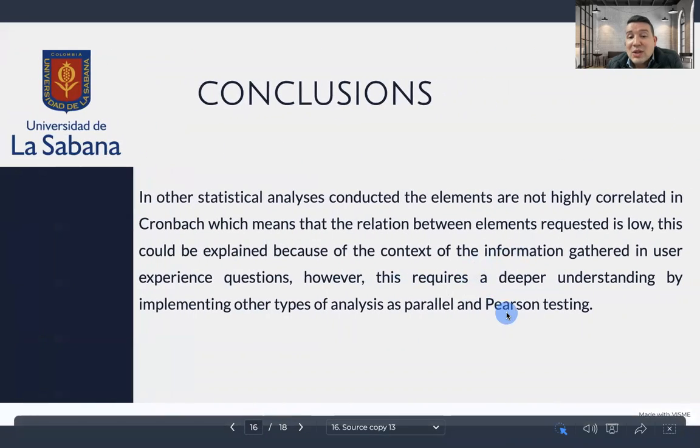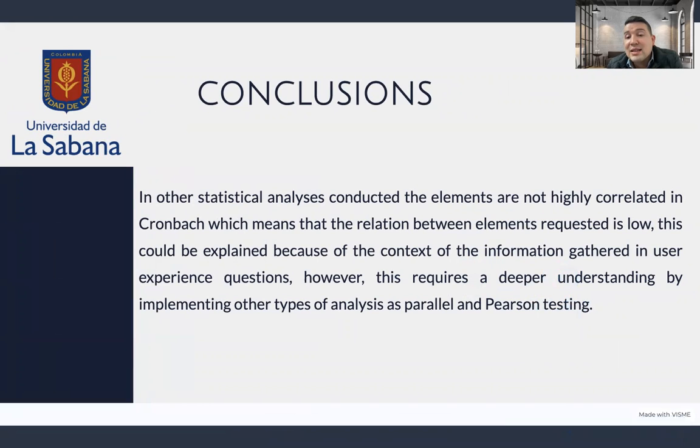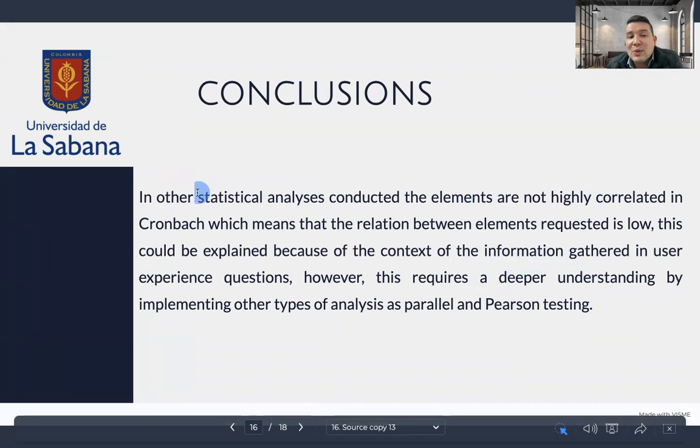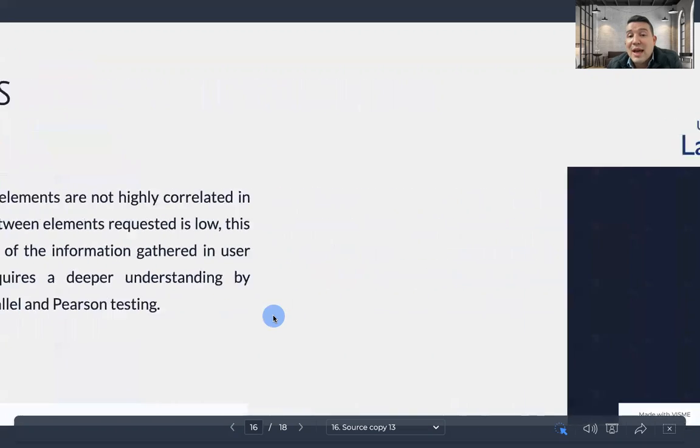Also, we consider that we need to keep processing the information through statistical methods because the results that we got in the coefficient are quite interesting. So it is important to gather and inquire a little bit more to have a better understanding of why the score is what it is, and try to implement other types of analysis such as parallel analysis and Pearson testing to confirm if these values in the coefficient method are constant if we use another type of analysis.